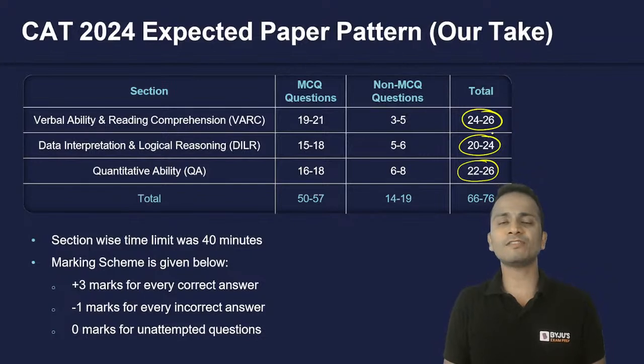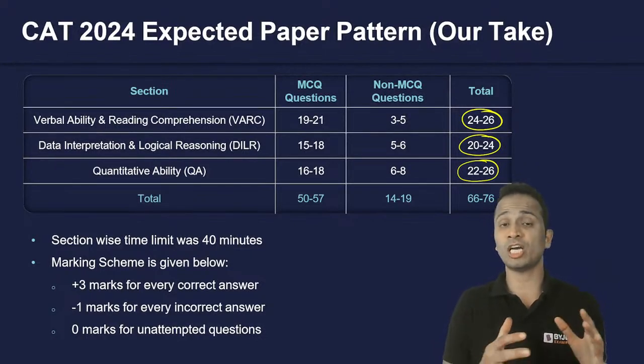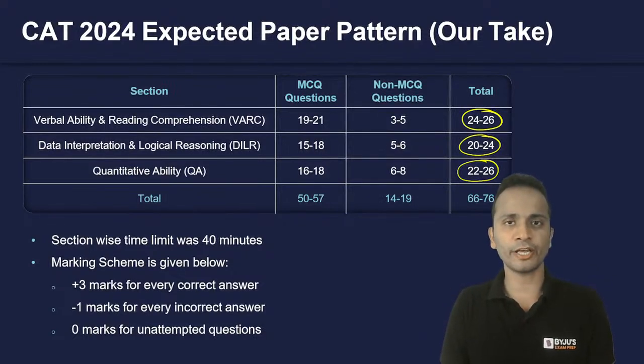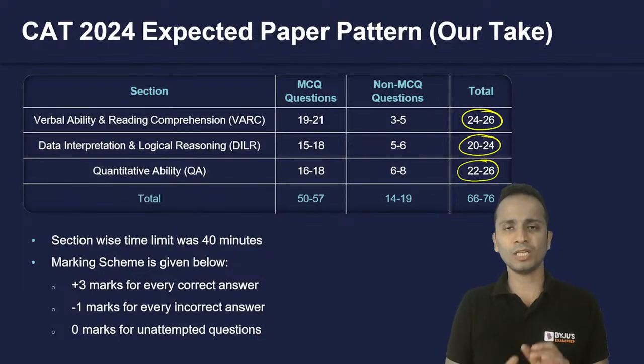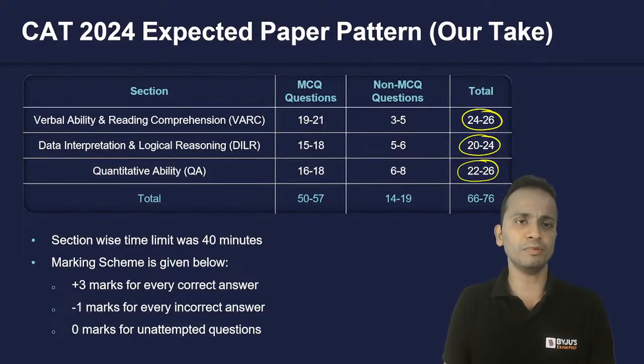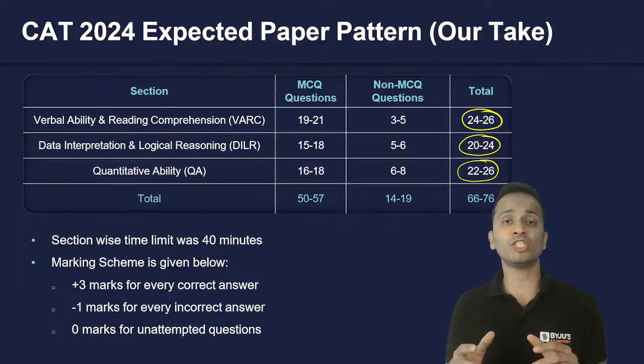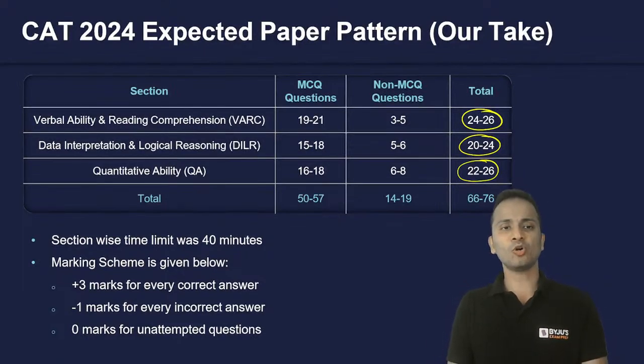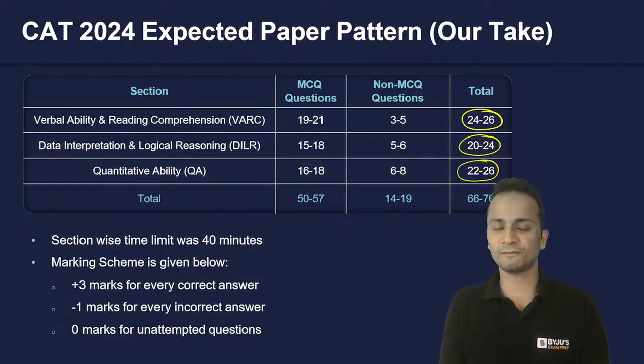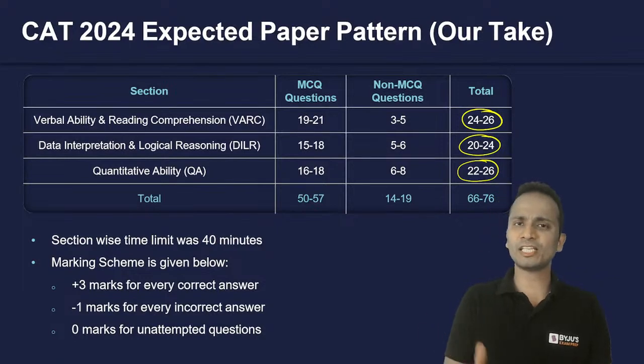Now, in every section we have seen over the years that there are some multiple choice questions, and there are a handful of questions in which options are not given, and you will have to type in your answer. This answer is in terms of numbers, not words. So in VARC, data interpretation, logical reasoning, and QA, there may be some questions in which you'll have to type in your answer. Overall, the total number of questions in CAT is expected to be somewhere in the range of 66 to 76.